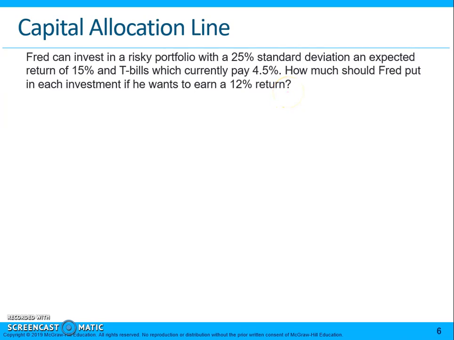What he needs to do is set 12 equal to the return on the risky portfolio, 15, multiplied by the weight that he wants to put in the risky portfolio, plus the return on the T-bill, 4.5%, multiplied by 1 minus the weight in the risky portfolio. This 1 minus the weight in the risky portfolio gives us the weight in T-bills. Now we can solve for WR.